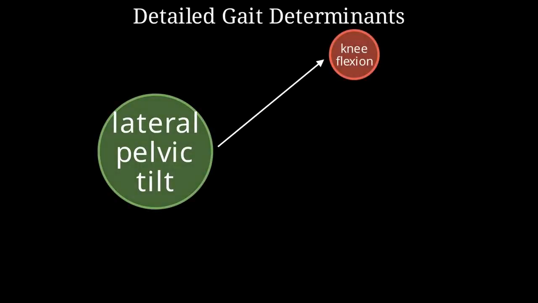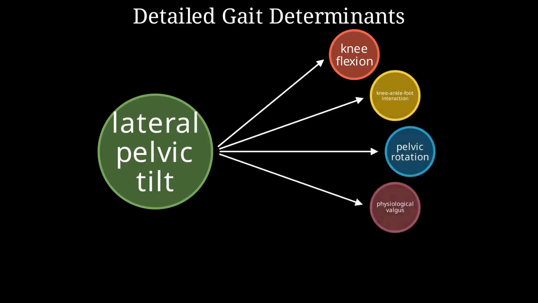Lateral pelvic tilt and knee flexion reduce the peak of the COG during midstance. Knee, ankle, and foot interaction smooths COG movement during transitions. Pelvic rotation prevents excessive COG drop, and physiological valgus reduces side-to-side movement.